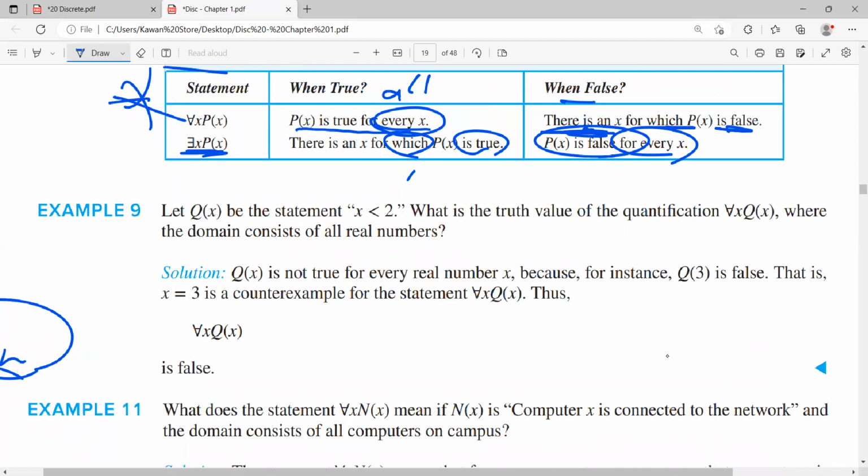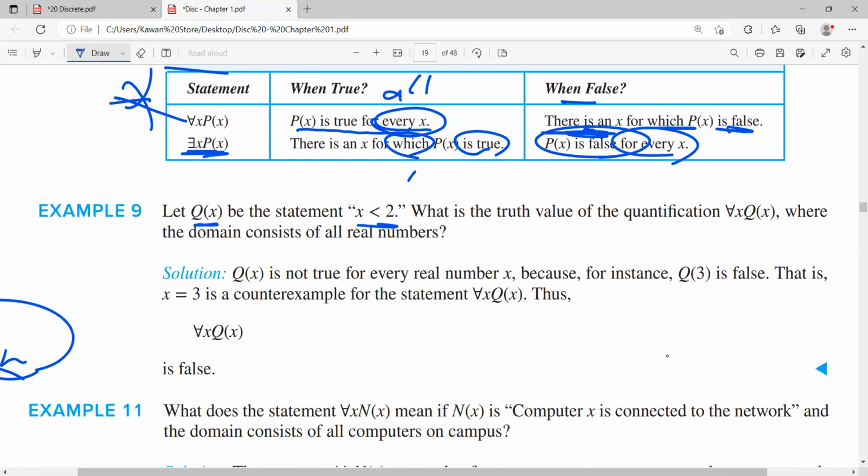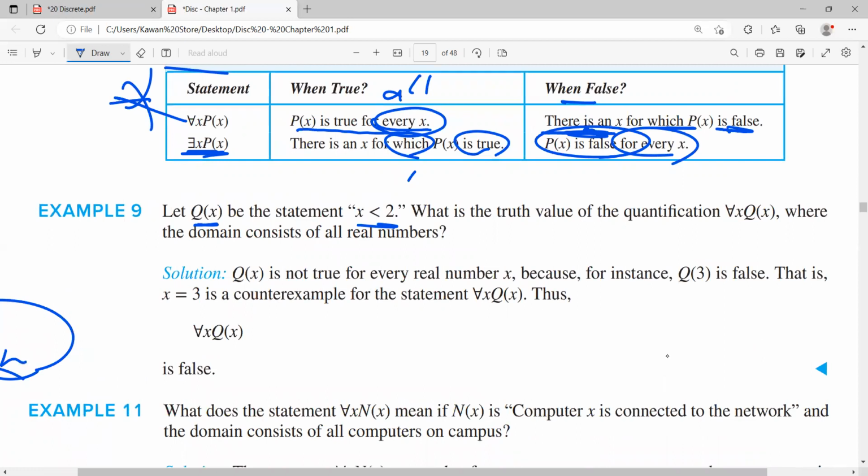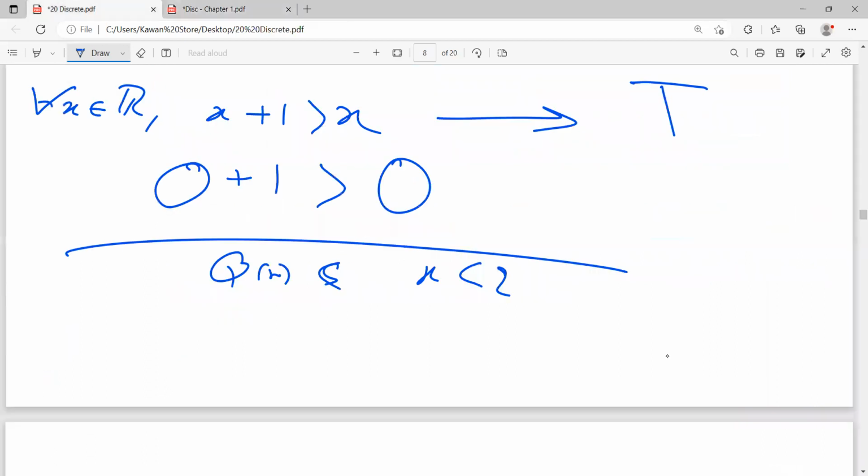That's why. So I'll give you, did you understand this example? Can you read that one? Q of x is your statement. So Q of x is what? x less than 2. That's my statement. Q of x: x less than 2. Am I right? Good. What's the truth table for quantification? Which quantification? For all x, okay, the domain consists of what? Real numbers. He says for all x belonging to real numbers, this Q, show me, is it true or not?